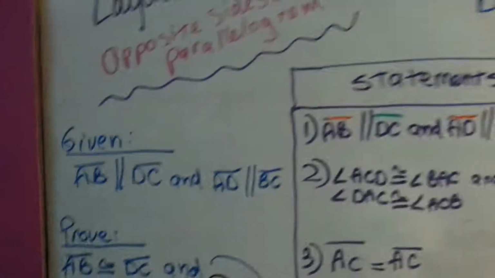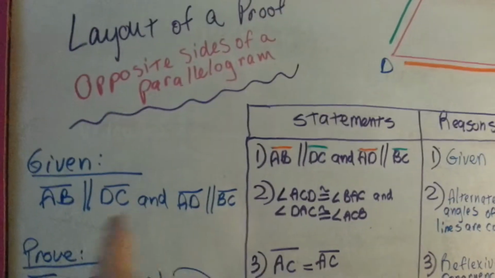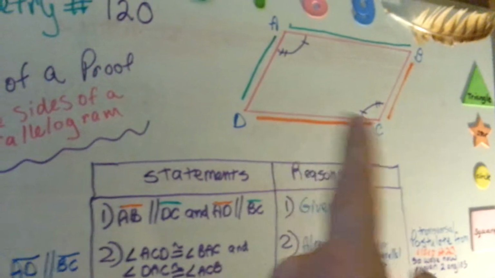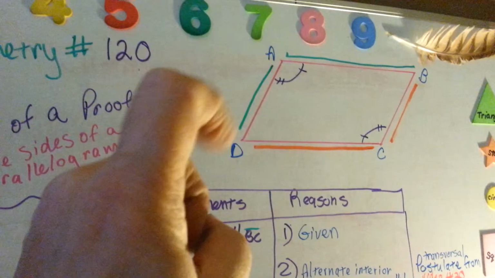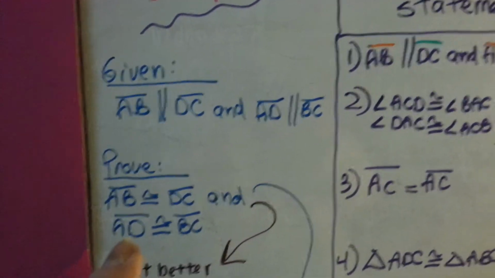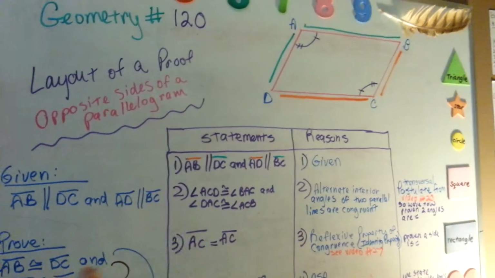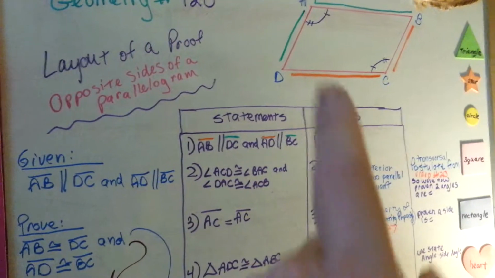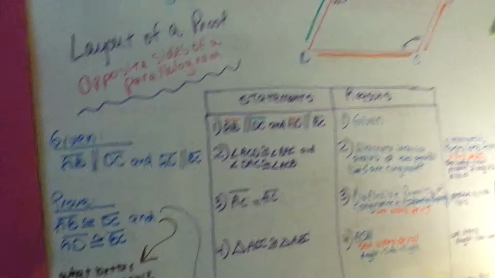Let's see what we're trying to prove. Well, the given is that AB is parallel to DC, okay? And that line AD is parallel to BC. Okay, well, it's a parallelogram, we know that. We need to prove that AB is congruent to DC, and that AD is congruent to BC, okay?